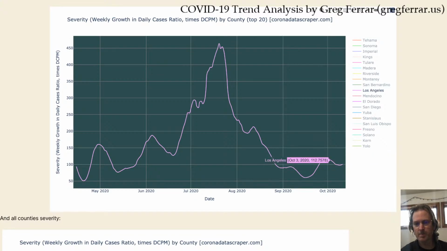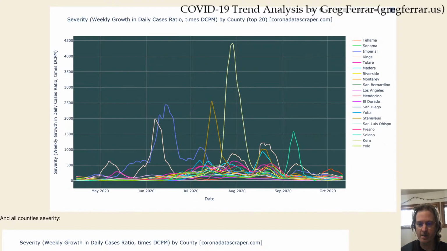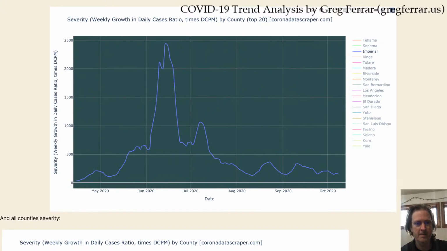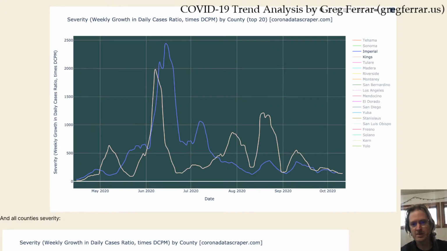Los Angeles has lost a little bit of its momentum and is back into the low warm spot range. So Los Angeles isn't looking great, but it's not looking very bad either. And neither is anyone. We don't have Imperial shooting into the stratosphere anymore. It had such a bad time of it, 2,500 in severity. Now here it is down at 150. Kings as well: 2,000 severity, and then another spike at 1,000, down to 100 something.